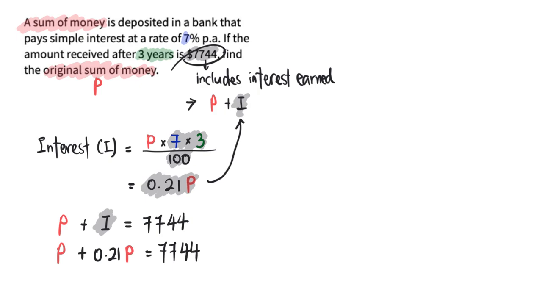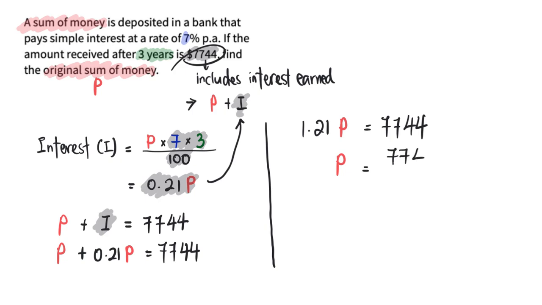And therefore, we would then be able to get my answer very fast. 1P plus 0.21P will give me 1.21P is equal to 7,744. So I will be able to get my P very fast. Just need to divide by 1.21. That will give me $6,400, which is what they want. With that, we have come to the end of this problem. Let's move on to the next question.